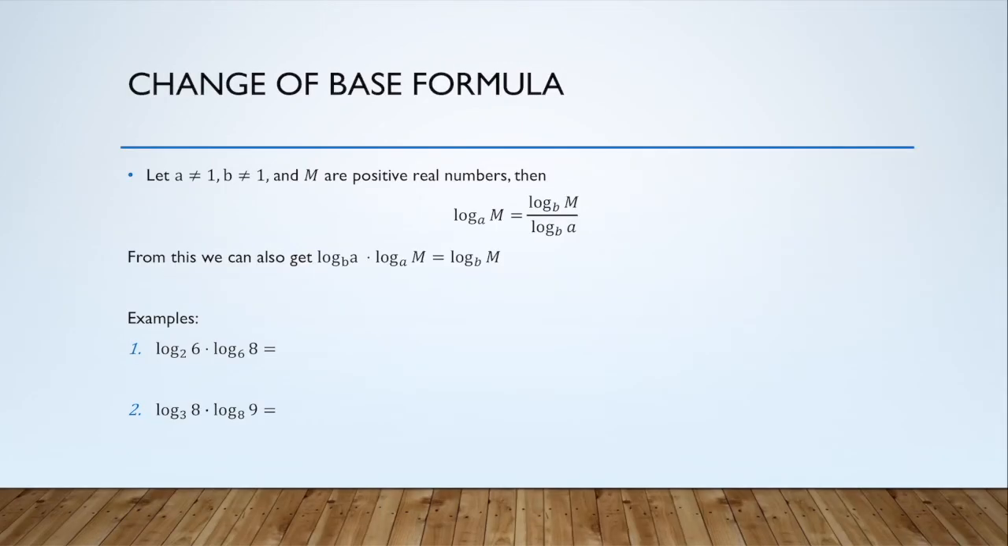Let's talk about the change of base formula. Okay, so if a and b don't equal 1, and m are positive real numbers, then log base a of m is the same as log base b of m over log base b of a. From this, we can also get that log base b of a times log base a of m is log base b of m. So if I have log base 2 of 6 times log base 6 of 8, that becomes log base 2 of 8, which is 3.